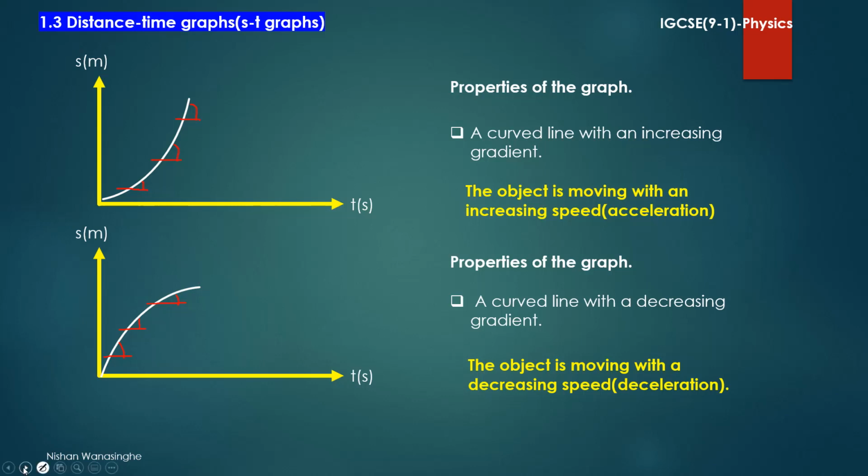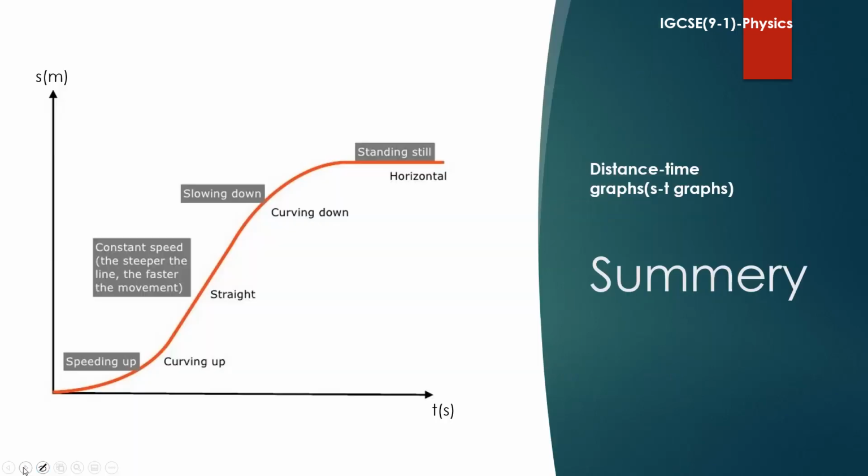Now we'll summarize the lesson on ST graphs. You can see an increasing gradient, or curving up, we can label as speeding up. Then a straight line means constant speed. Then curving down, we can label as slowing down, or deceleration. And a horizontal line, we can label as standing still, or stationary.